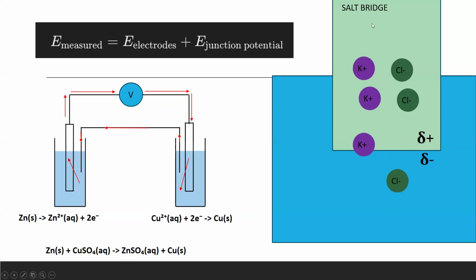Now, potassium chloride is often chosen as a solution for a salt bridge because the mobilities of potassium and chloride in aqueous solutions are very similar, which minimizes this effect. And the overall voltage that you'll measure is equal to the voltage from the electrodes that you want to measure, plus this error term, which comes from junction potentials. And aside from selecting ions with similar mobilities, calibration can eliminate some of the effects of junction potentials as well, but not necessarily all of them.